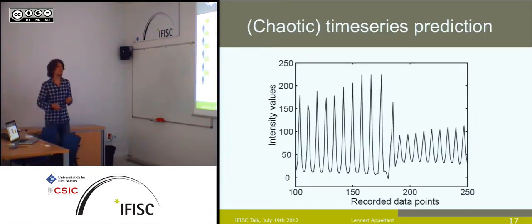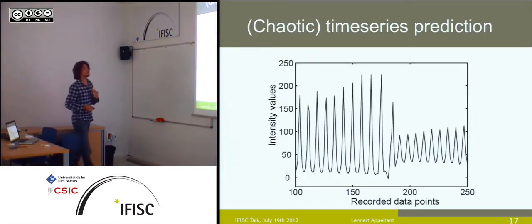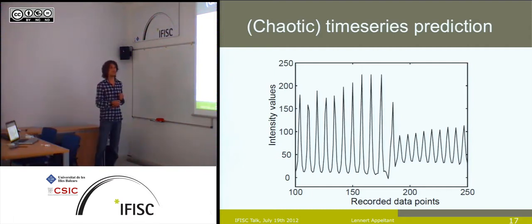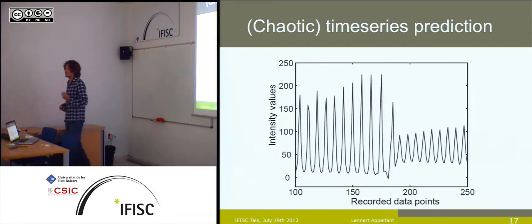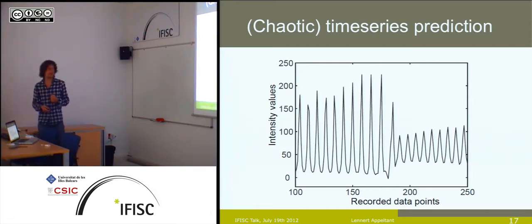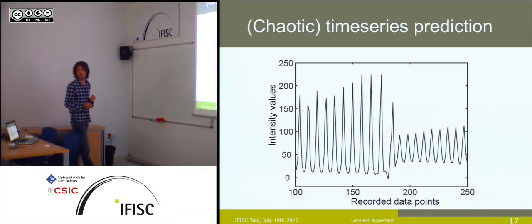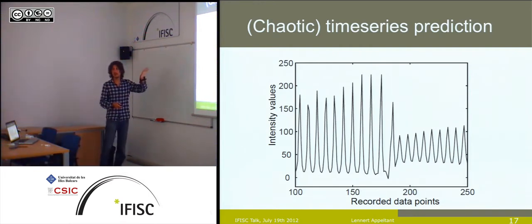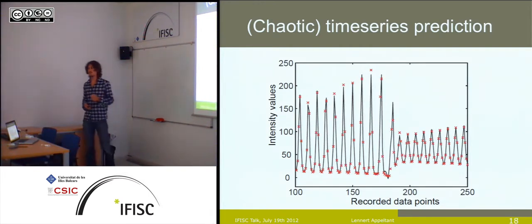Another task that I have in mind is chaotic time series prediction. What you see here is what we call the Santa Fe laser data. It's a time trace coming from a chaotic laser that was used in a time series prediction competition. And this competition was won indeed by methods based on these artificial neural networks.